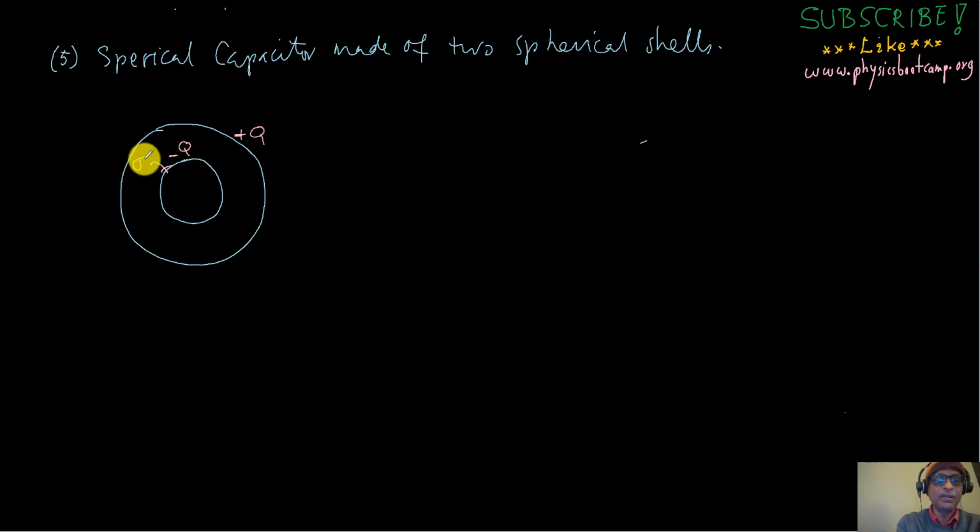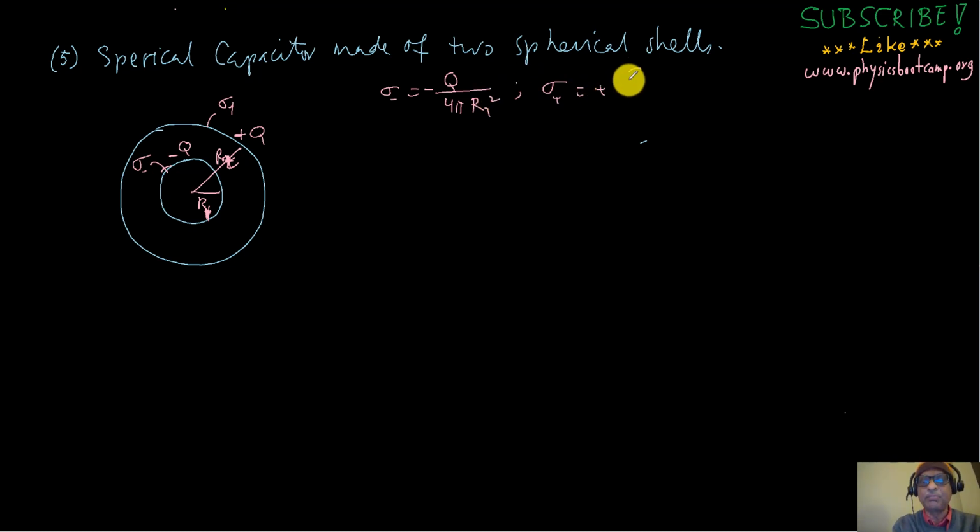Okay, so there is a sigma minus here, and over here is sigma plus. Of course, sigma minus is minus Q over the area, which is 4 pi. Maybe let's call this R1, and this is R2. So sigma minus is minus Q over 4 pi R1 square, and sigma plus is plus Q over 4 pi R2 square. Okay.